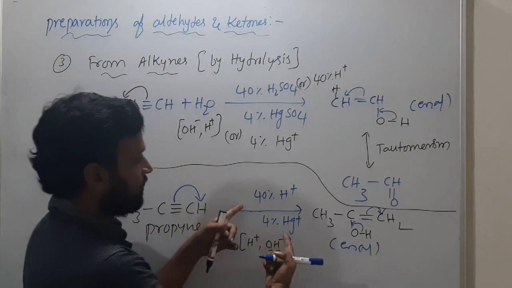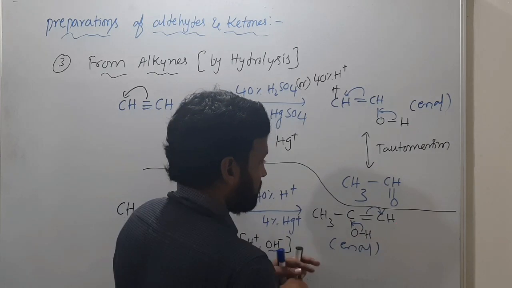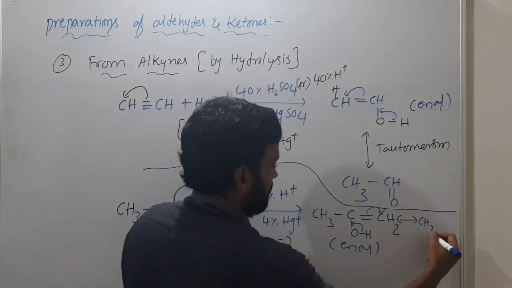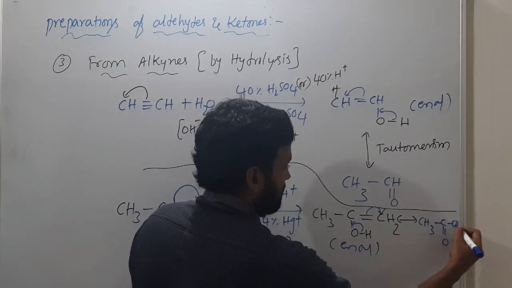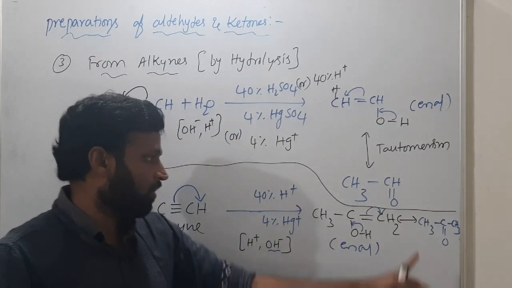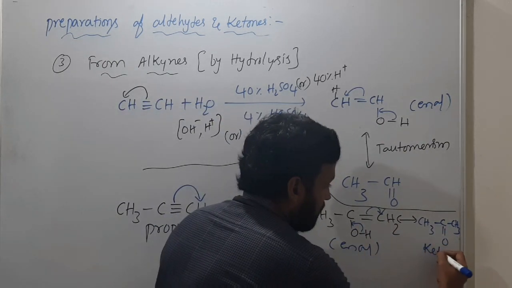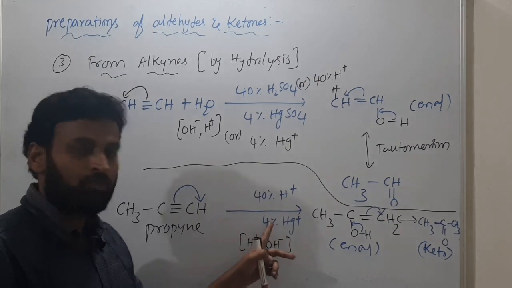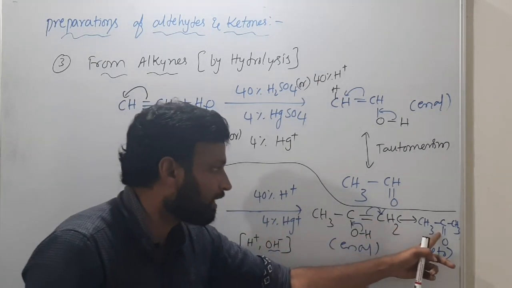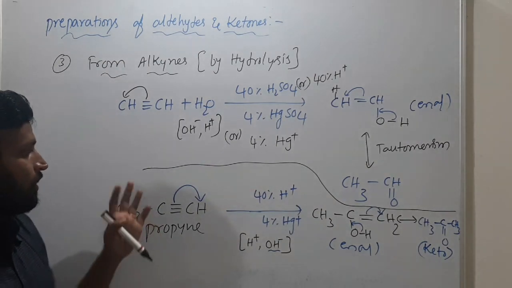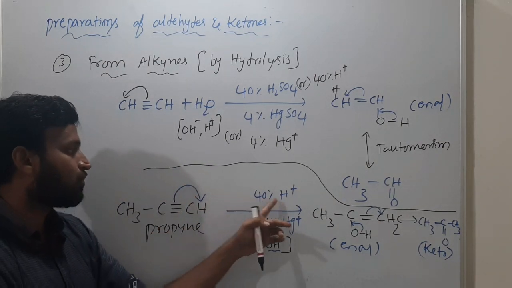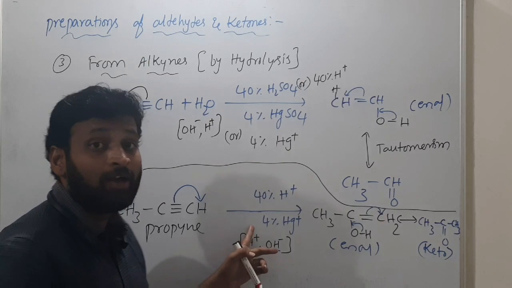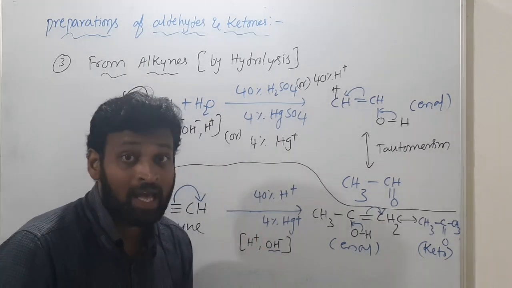So propyne on this, you are having ketone or not? So this is actually CH2. So now on tautomerism, you are having CH3, C double bond O and CH3 like this. Ketone you are having on top of this enol form, and this is keto form. So propyne on treating with 40% H2SO4, 4% HgSO4, you are getting propanone, not aldehyde, because you are using here H2SO4 and HgSO4.